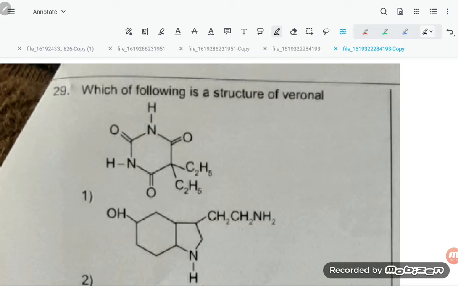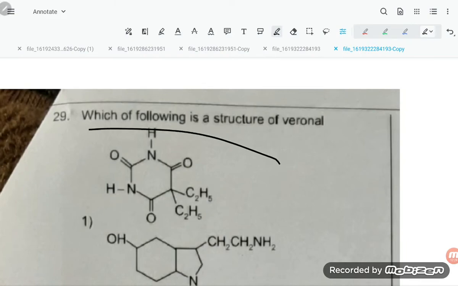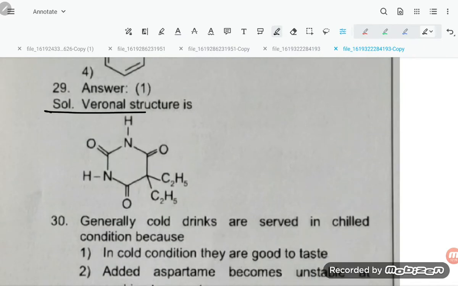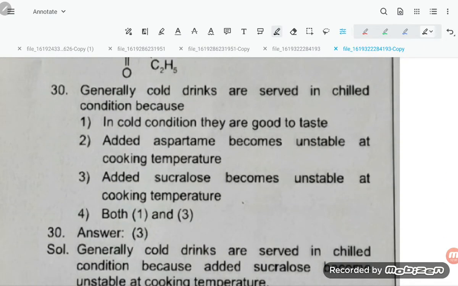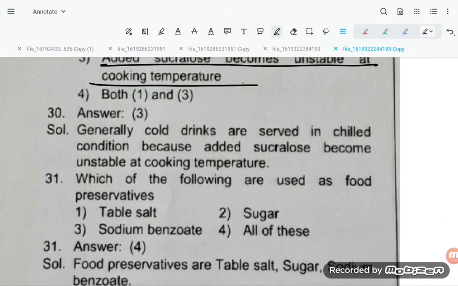Which of the following is the structure of veronal? The correct option is option number 1; you have to memorize the veronal structure. Generally, cold drinks are served in the chilled condition because sucralose, which is added, becomes unstable at cooking temperature.